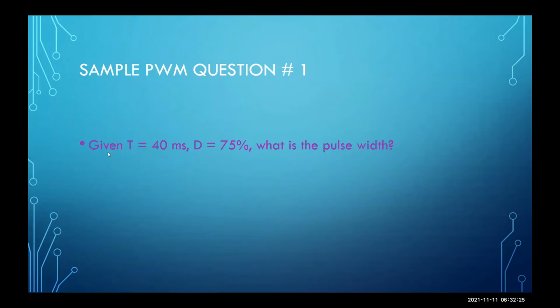So in this example here, given time is 40 milliseconds. What that really means is one cycle is 40 milliseconds, right? And then in that one cycle, we have 75% of time is the on time, which is the duty cycle. So if you know the time and the duty cycle, how would you calculate the pulse width? So that's what the question is. So let me put that on the blackboard here.